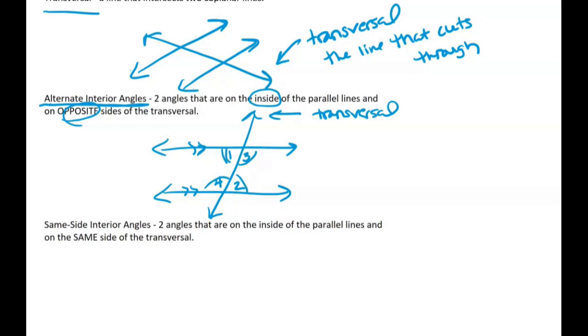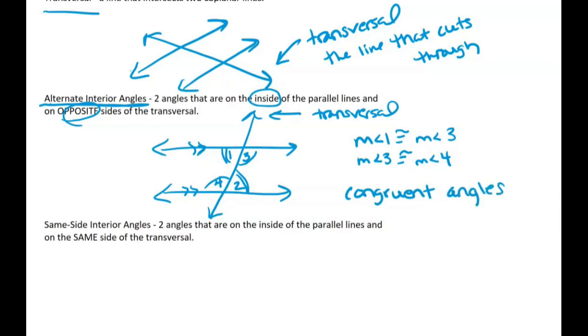All right, there's something else that we know about alternate interior angles. Alternate interior angles are congruent. So the measure of angle 1 is congruent to the measure of angle 2. And the measure of angle 3 is congruent to the measure of angle 4. So they are congruent angles. This is important because that means when we're solving for them, if you have one alternate interior angle and the other with an unknown, we can just set them equal to each other. And we're going to practice that in a bit.